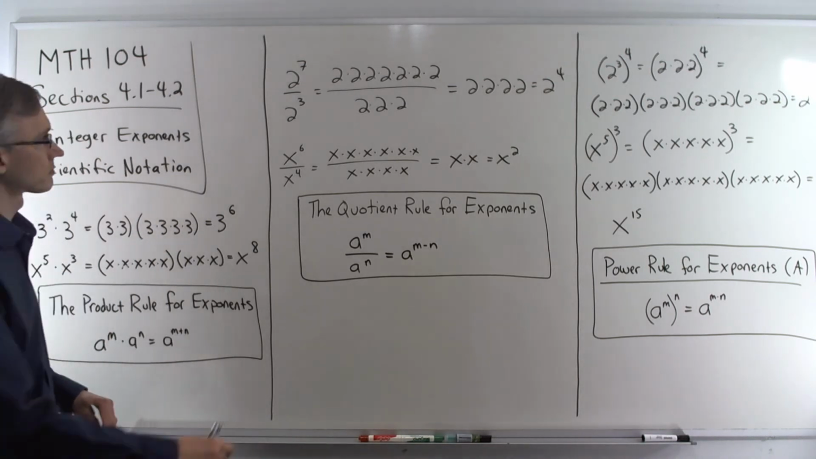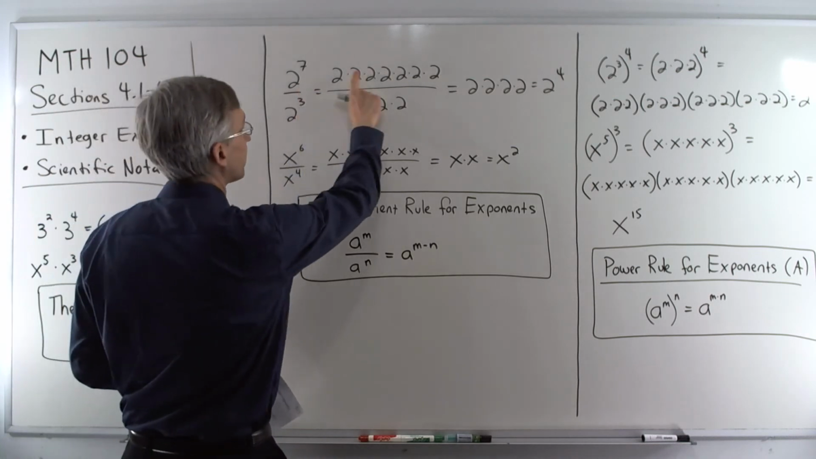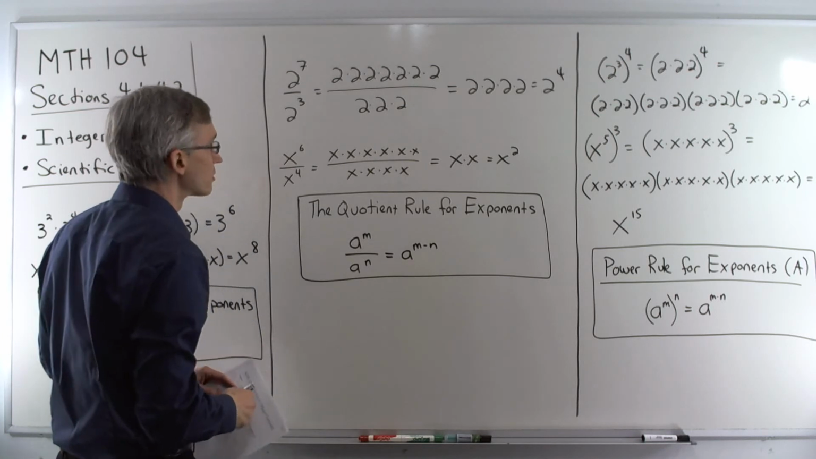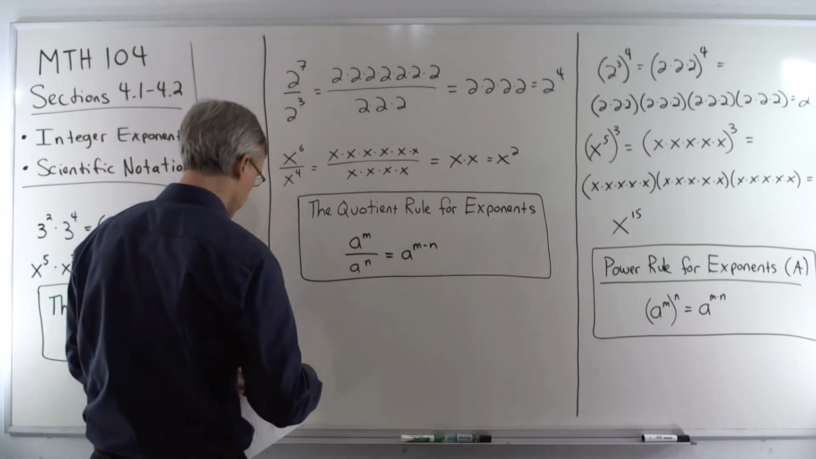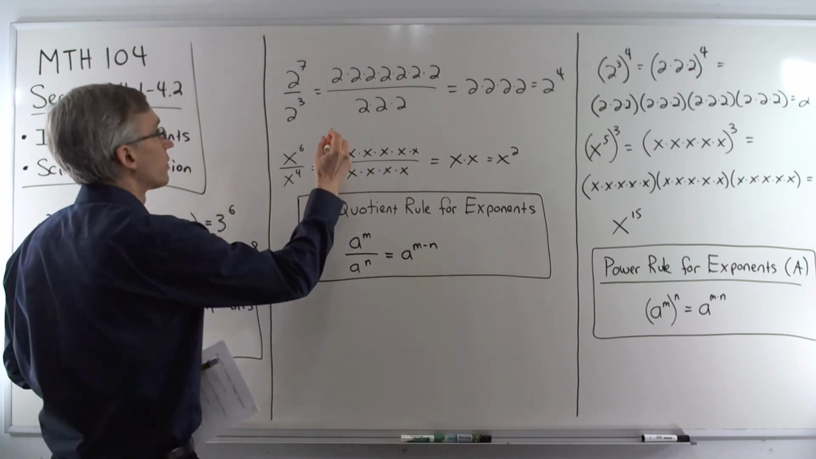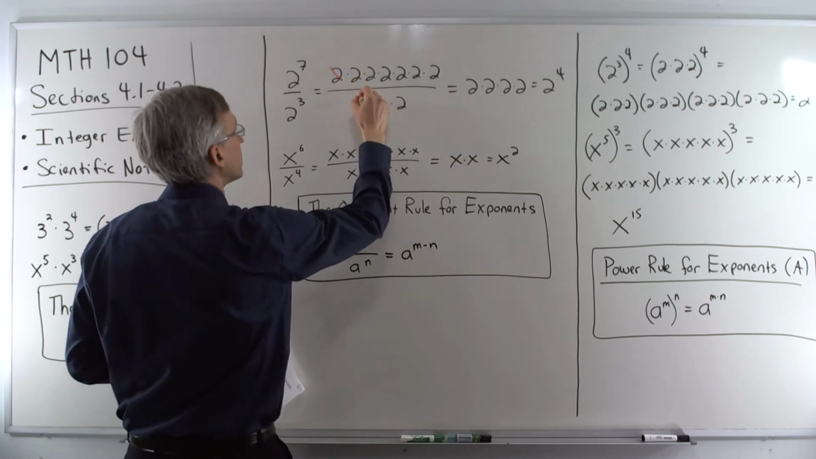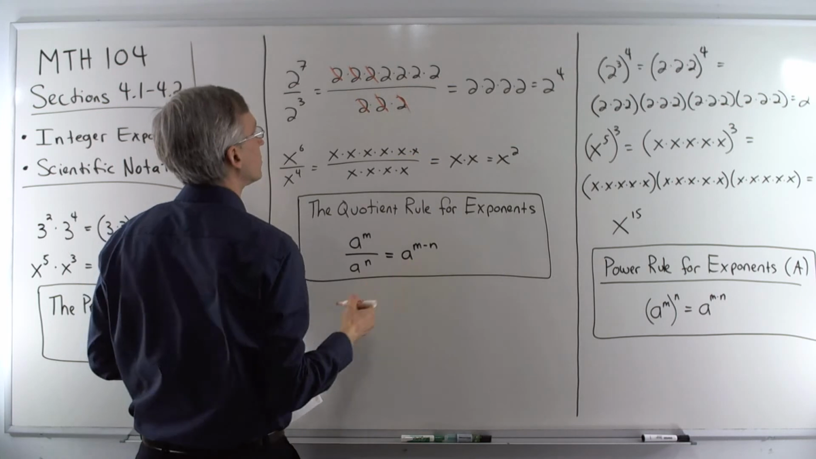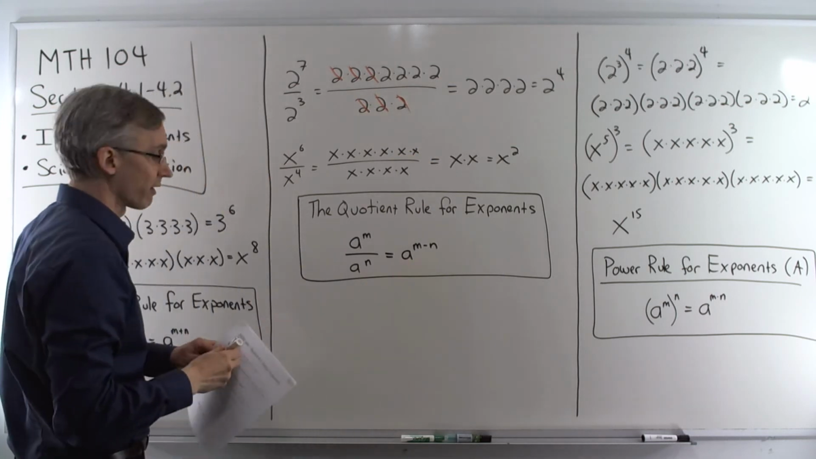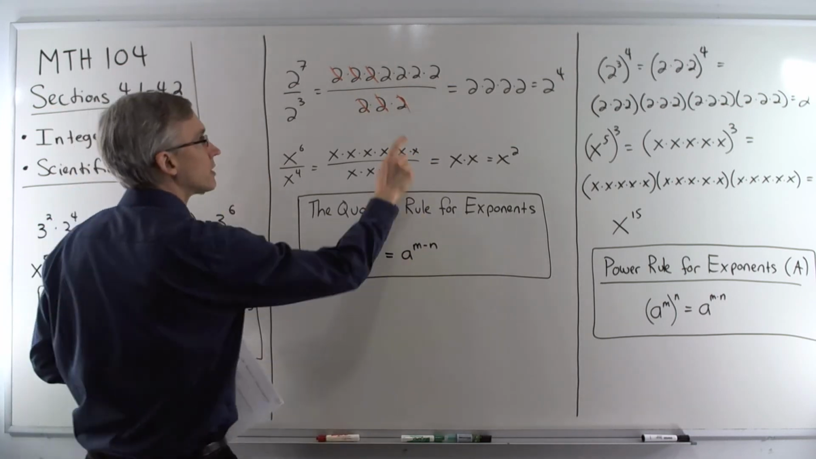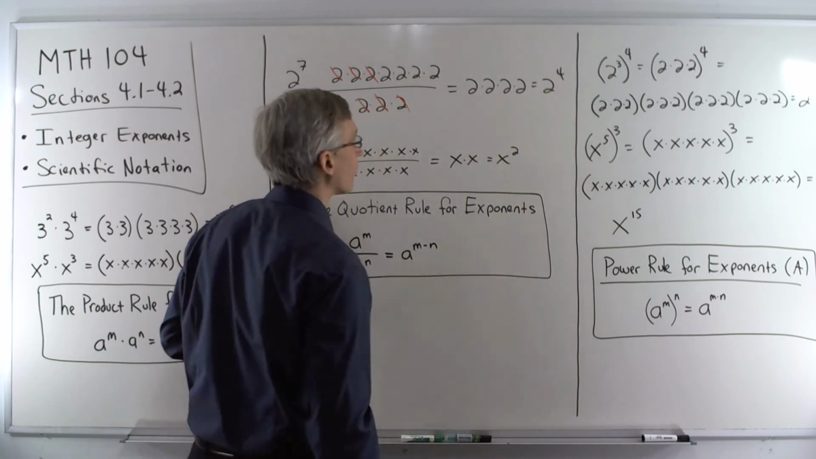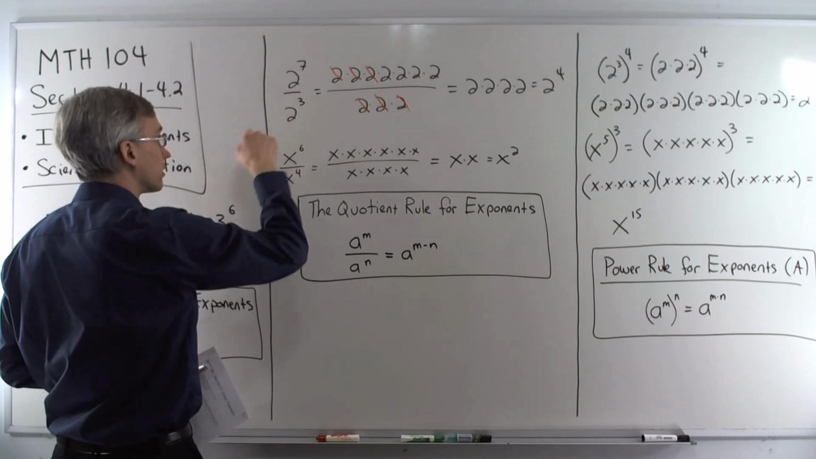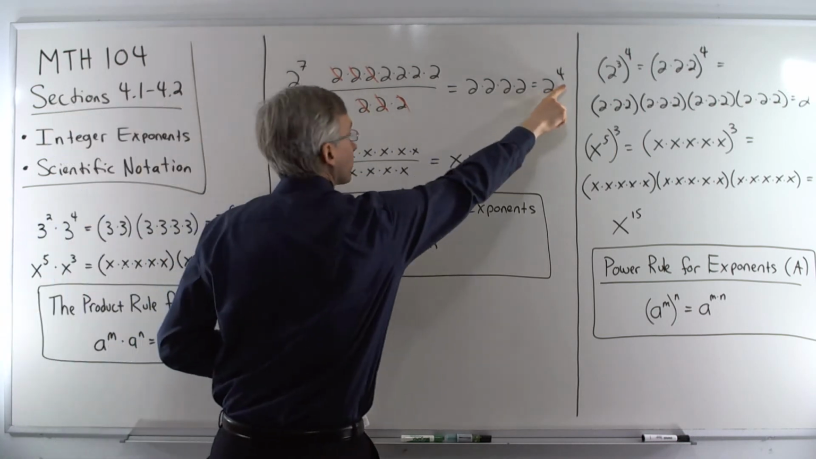Quotient rule, expanding 2 to the 7th, we have 7 2's on top. 2 to the 3rd gives us 3 2's on the bottom. So what we'll do next is go through and cancel pairs of 2's. What do we have left? We have 4 2's on top. So 4 2's here gives us 2 to the 4th. So how do we get 2 to the 4th? 7 minus 3. 7 minus 3 gives us 4.